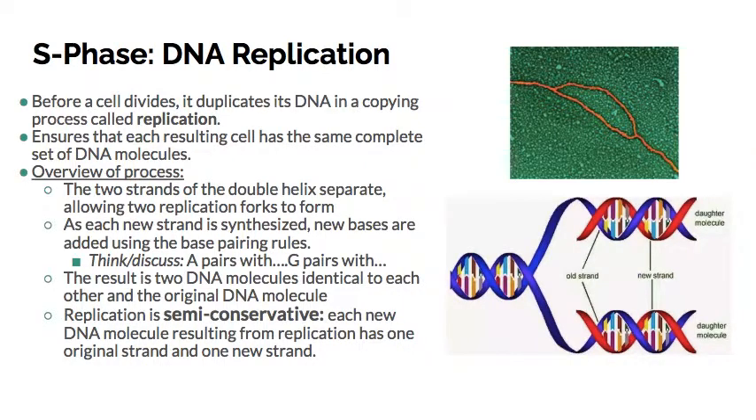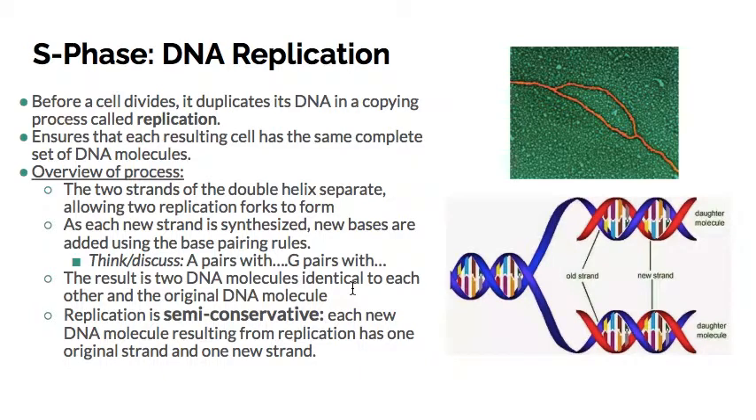So how exactly is DNA replicated? The process is somewhat complicated, but we're going to look at the overview and then get into some details. Before a cell divides, it duplicates its DNA through replication. That ensures that each resulting cell is going to have the same complete set of DNA molecules. Here's our overview. The two strands of the double helix separate, and that's going to allow two replication forks to form. As the new strand is synthesized, new bases are added using base pairing rules, and we remember A pairs with T and G pairs with C.